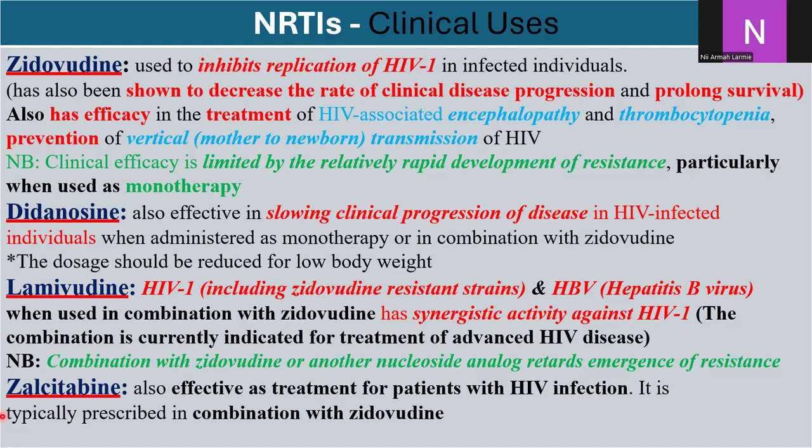Zalcitabine is also available, has also been used for HIV-1, and it's also available in combination. We can combine with zidovudine. So in Ghana, we have this zidovudine with other combinations that we use in our management. It's not the only drug, we can use other ones like tenofovir, which have also been used in combination, for example, with lamivudine.